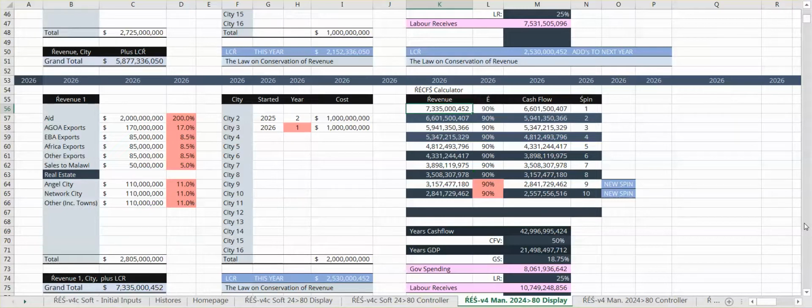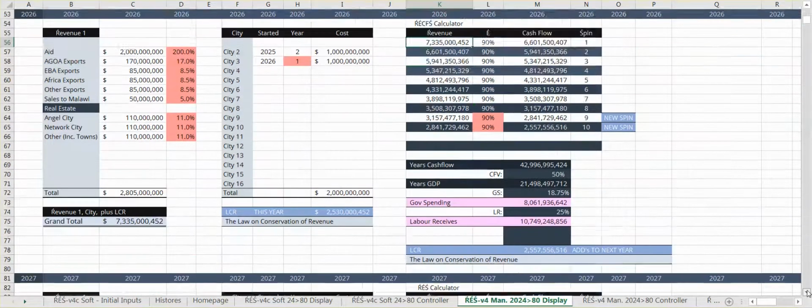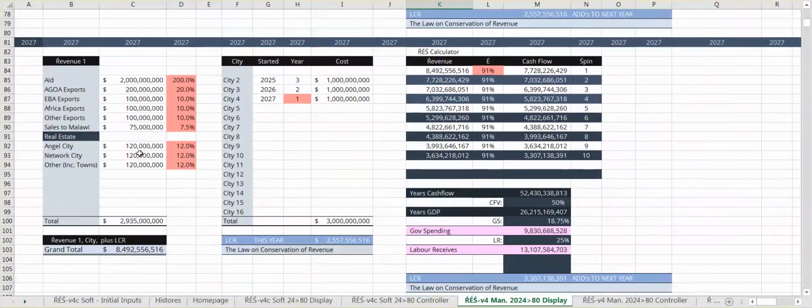Okay, point 3, by 2027, revenue has increased to 8.49 billion. Let's go down there, 2027. Revenue from there, brought in there. By which point both E and spin have increased. Spin is now at 10, E is now at 91. Cash flow is now at 52.4 billion.